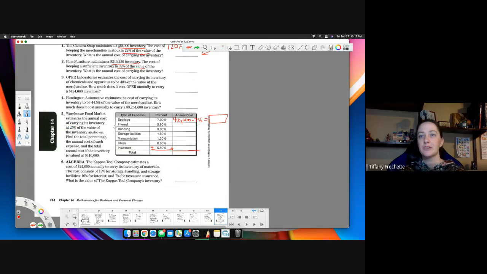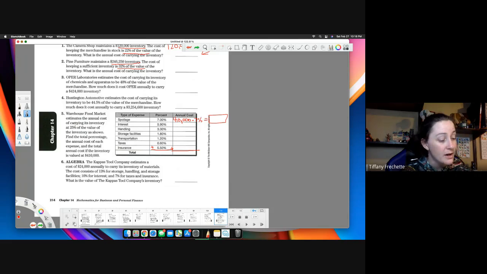All right, so let's look at the algebra question here. The Compost Tool Company estimates a cost of $24,000 annually to carry its inventory of materials. The cost consists of 13% for storage, handling, and storage facilities, 10% for interest, and 7% for taxes and insurance.